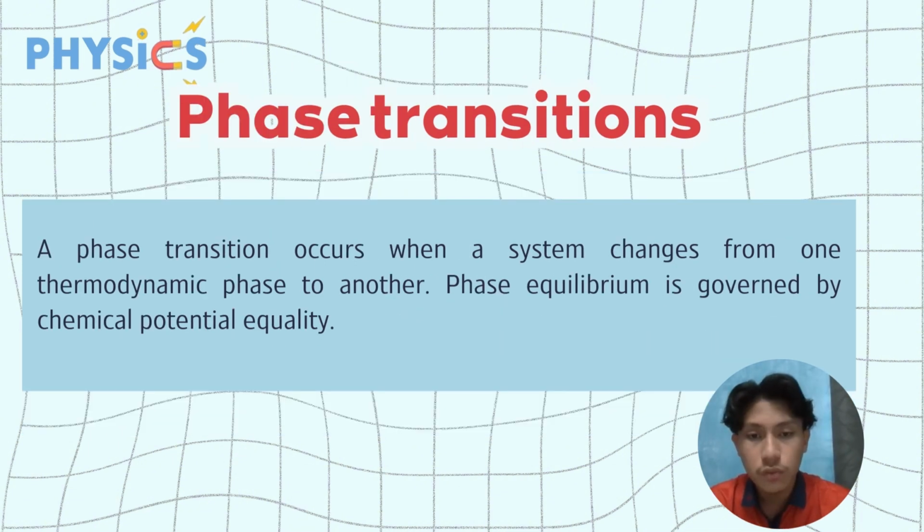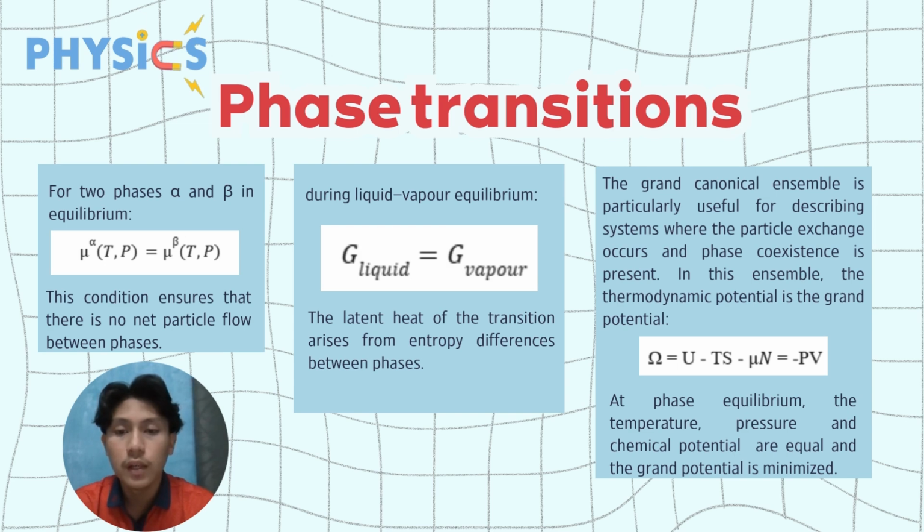Now we are moving to phase transition. A phase transition occurs when a system changes from one thermodynamic phase to another. Phase equilibrium is governed by chemical potential equality. For two phases, alpha and beta, in equilibrium, mu alpha (T,P) equals mu beta (T,P). This condition ensures that there is no net particle flow between phases. And during liquid-vapor equilibrium, G liquid is equal to G vapor.